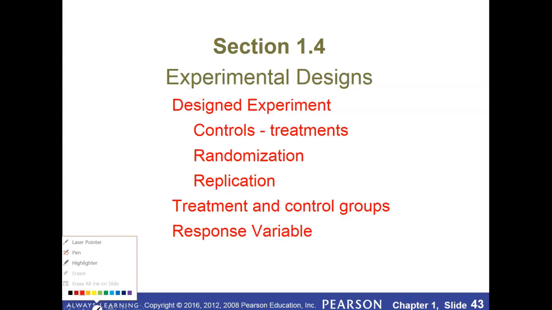This is nice because if we have a designed experiment, we can actually say that something caused something else to happen. It's more than just a correlation, it's causation. That's what we're going to get into in this lesson. We're going to learn about designed experiments, controls and treatments, randomization, replication, and then treatments on a control group and response variable. There's a lot of vocabulary in here, so you're going to want to have your notes ready.